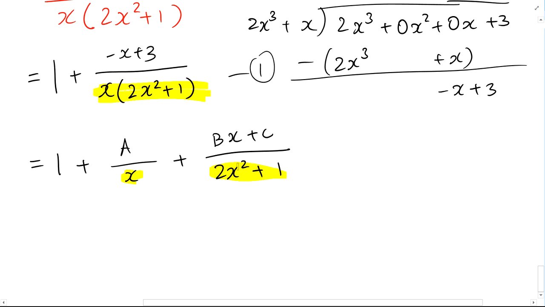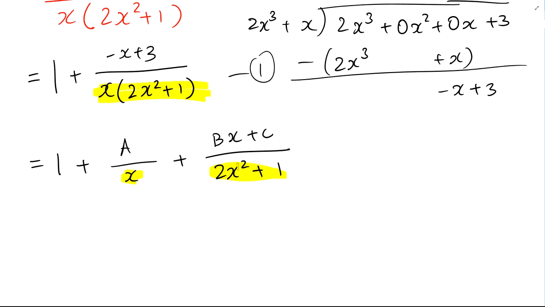It is a quadratic factor, yes. But in this case, this quadratic factor cannot be factorized anymore. You cannot separate it out further. So the numerator will be degree of the denominator minus 1. Check our textbook, there are three cases. If the denominator is linear, for example x, the numerator is a constant. If the denominator is quadratic that cannot be factorized, the numerator is linear, which is ax plus b or bx plus c, cx plus d, whatever.